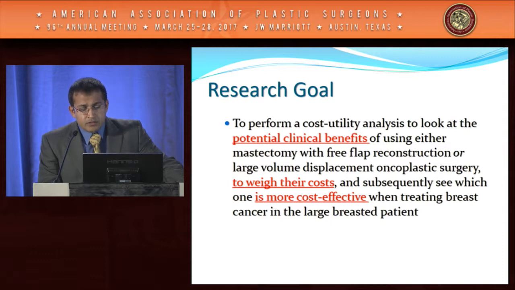The research goal of this study was to perform a cost utility analysis to look at the potential clinical benefits of either mastectomy with free flap reconstruction or large volume displacement oncoplastic surgery, to weigh their costs and subsequently see which one is more cost effective when treating breast cancer in the large-breasted patient.